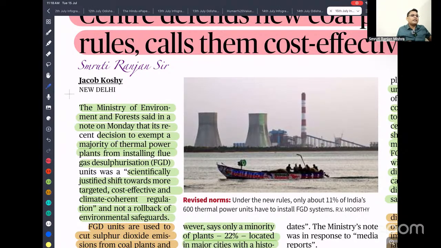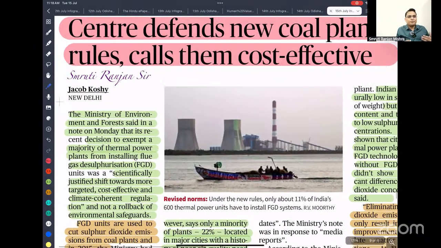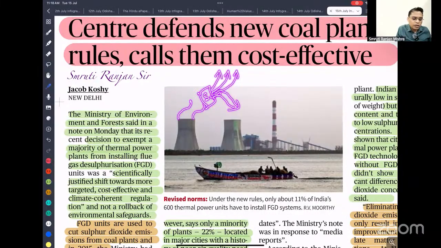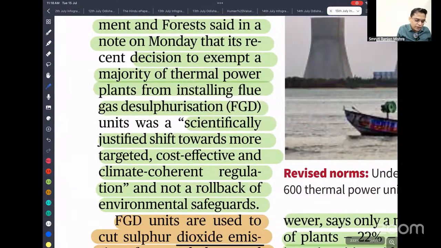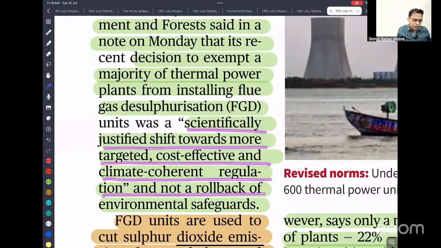So to control that, in 2015 the Ministry of Environment, Forest and Climate Change brought a notification making it mandatory for all thermal power plants to install a flue gas desulfurization plant. The exhaust contains sulfur dioxide. If you install this flue gas desulfurization, it will capture all the sulfur and then release the other hot air or gas to the atmosphere, so that we can reduce the emission of sulfur in our atmosphere. This flue gas desulfurization can be of two types, wet or dry. So we have to install that, but the problem is the claim of a scientifically justified shift towards more targeted, cost effective, and climate coherent regulation, not rolling back environmental safeguards.